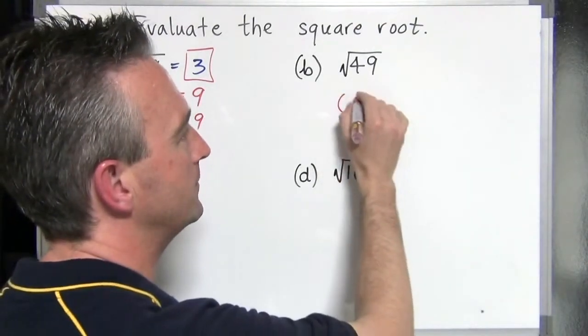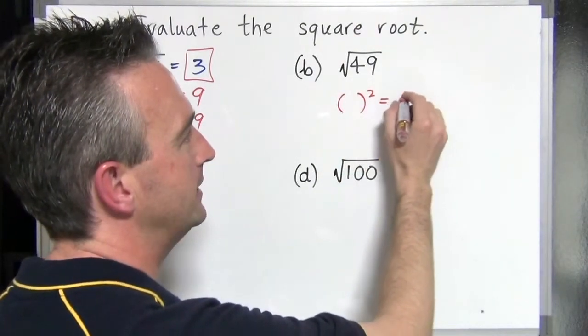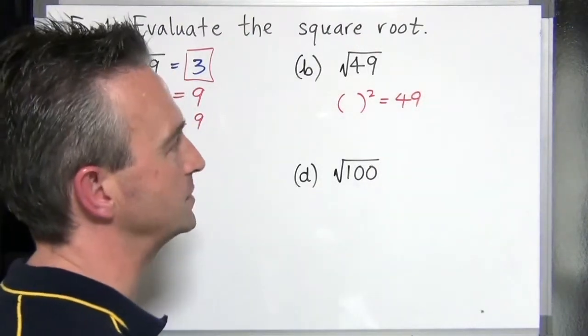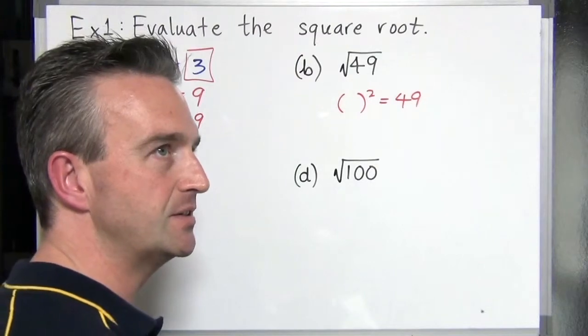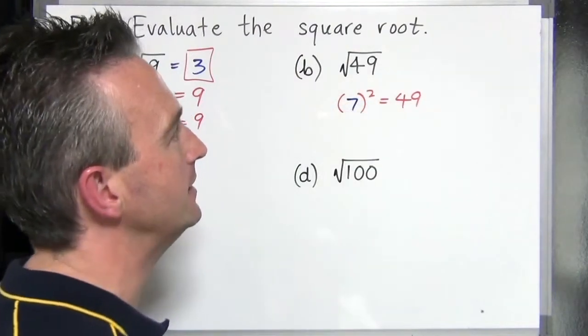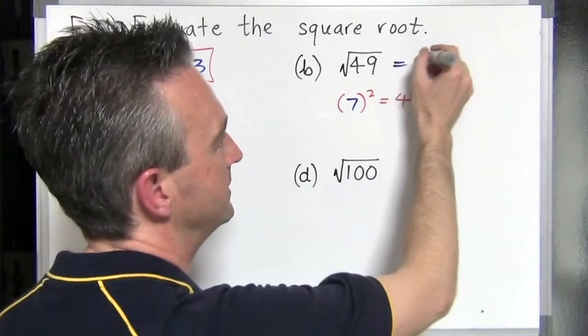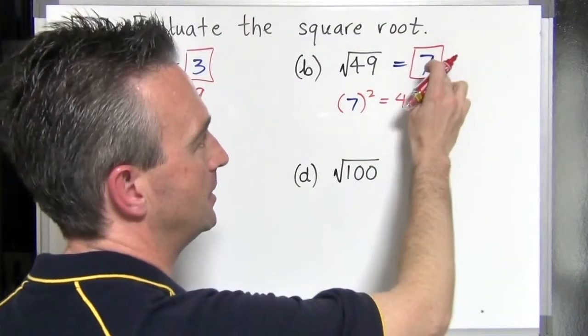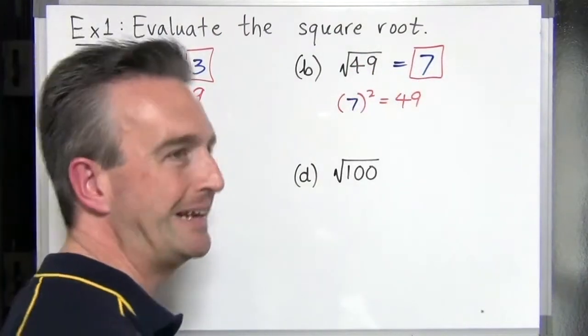Next one, the square root of 49. So this time we're looking for a number squared equals 49. What number times itself equals 49? 6 times 6 is 36, no? 7 times 7 is 49. It is 7, okay? So the square root of 49 is 7. This number times itself gives this number that is the radicand.